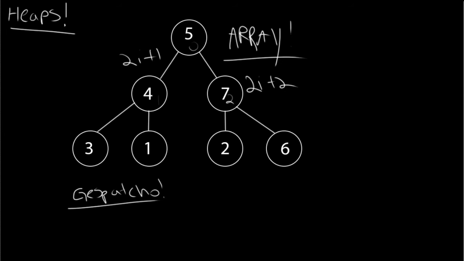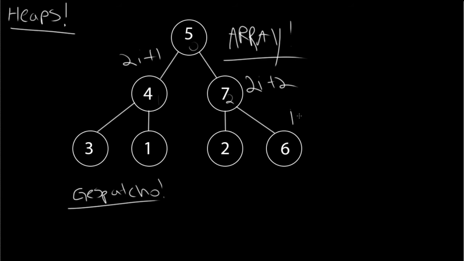If you want to find the right child of this one, which is going to be 6, it's going to be 2 times 2, which is its index, which is 4. And then, so that's going to be 3, 4, this one right here. Sorry, plus 2. It's going to be that one right there. I know, so crazy.